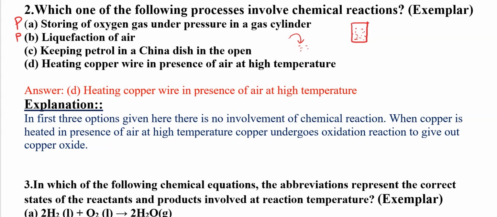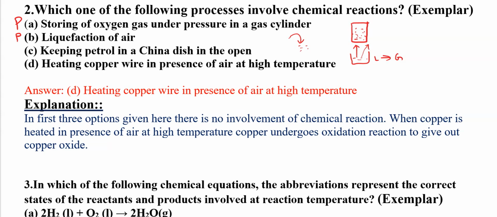Keeping petrol in a china dish in the open. Not only a china dish, take any bowl and pour petrol in it. When exposed to the air, petrol has a low boiling point, so it vaporizes. It changes from liquid to gaseous state. A new substance is not formed there.